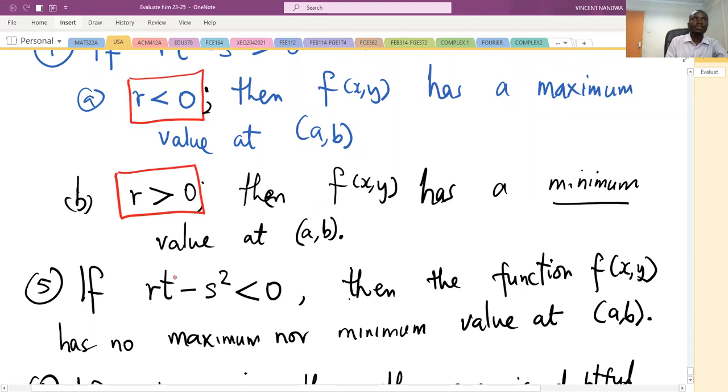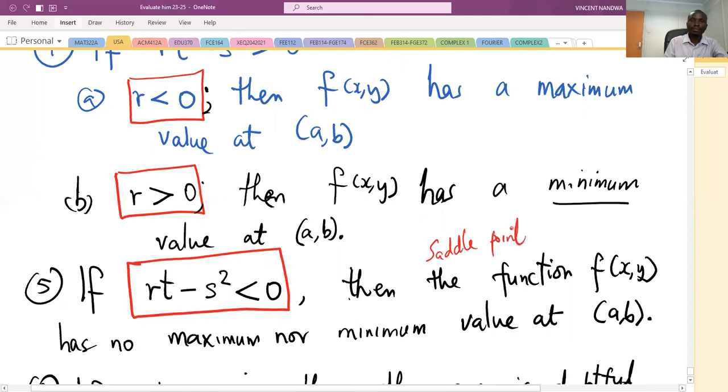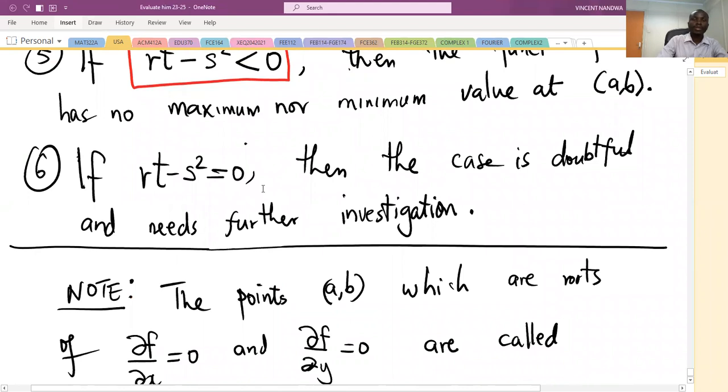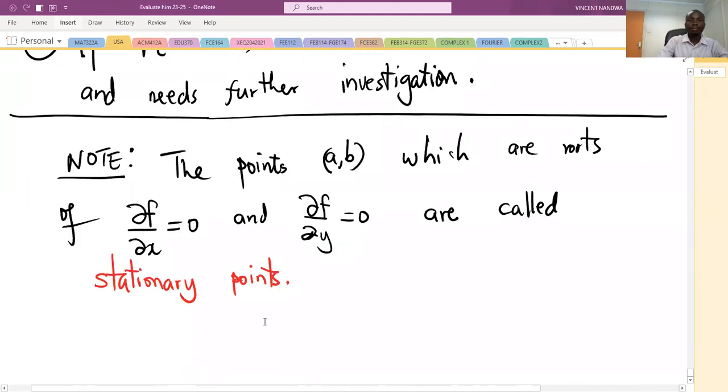And then assuming that the difference between RT and S squared was negative, that is RT minus S squared is less than 0, then the function has no maximum nor minimum value, but it has what we call the saddle point. And then if you find that the difference RT minus S squared is exactly equal to 0, then this test fails, and therefore you need to do further investigation to determine the nature of that point AB. And then these values of A and B are called stationary points.